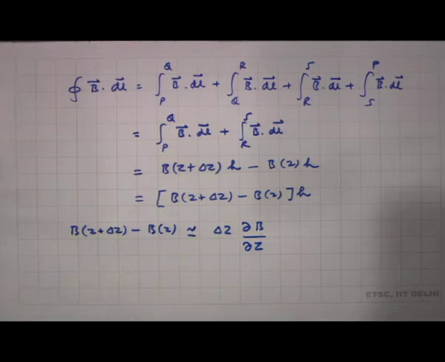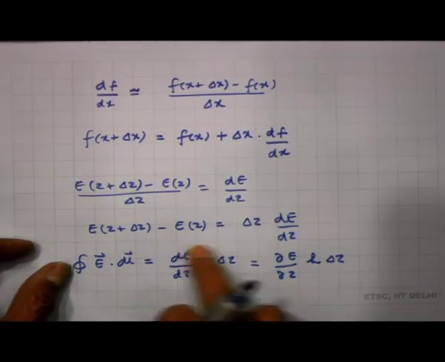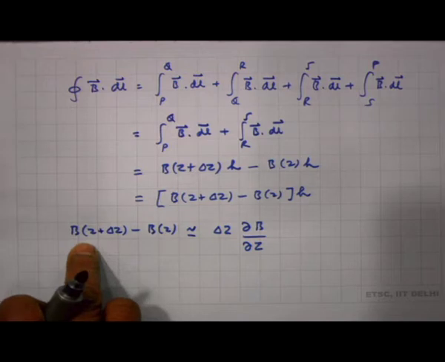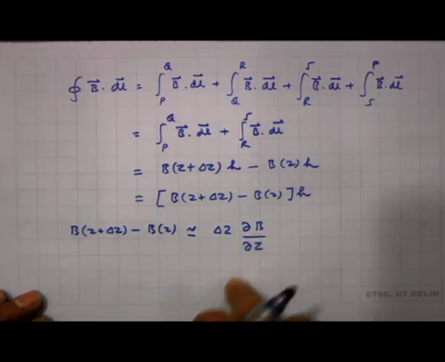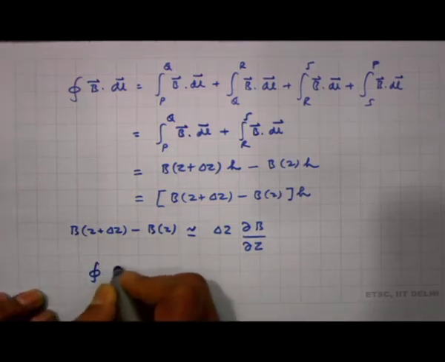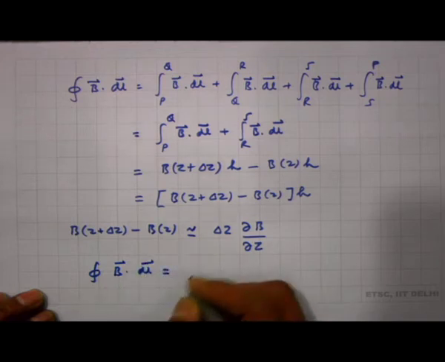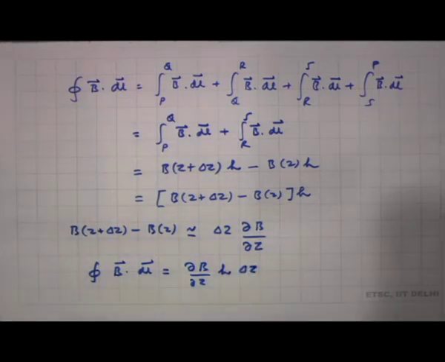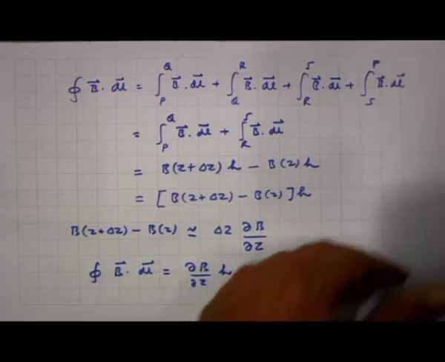Using again the same argument as I had given for calculating del E by del z, I can write immediately that, like here, remember I had written E of z plus delta z minus E of z was delta z dE by dz. B of z plus delta z minus B of z is approximately delta z del B by del z. So, integral B dot dl will be equal to del B by del z into h delta z. Again I am writing partial derivative because the magnetic field depends on position and time, and so this is a derivative with respect to z keeping time constant.